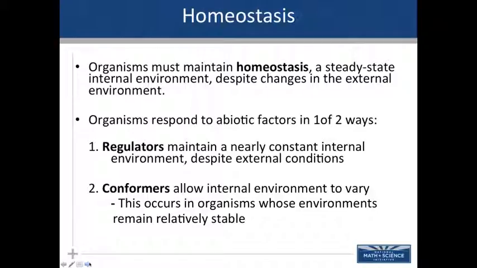Organisms have to maintain homeostasis in their internal environment despite what's going on outside. And organisms respond to these abiotic changes in one of two ways. You have the regulators, and they maintain a nearly constant internal environment regardless of what's going on around them. And then you have the conformers that allow their internal environment to vary. This occurs in organisms whose environments remain relatively stable. So you're only going to find conformers in areas where the environment is pretty stable and doesn't have a lot of big swings across a spectrum of change.